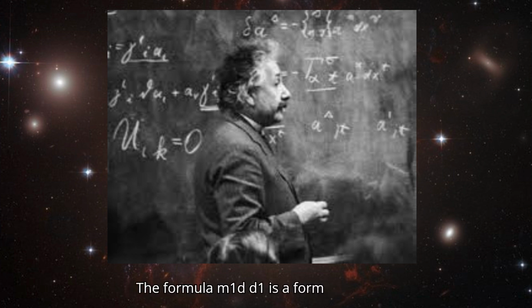The formula M1D1 is a form of the formula for gravitational force, M1 or M2 and its distance from a reference point D1 or D2. In the context of the Earth and the Sun, this formula can help calculate the gravitational force exerted by the Sun on the Earth and vice versa. In the specific case of the Earth and the Sun, since the Sun is much more massive than the Earth, the gravitational force it exerts on the Earth is much greater than the force the Earth exerts on the Sun.